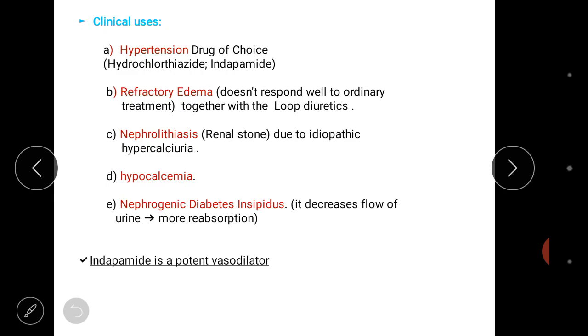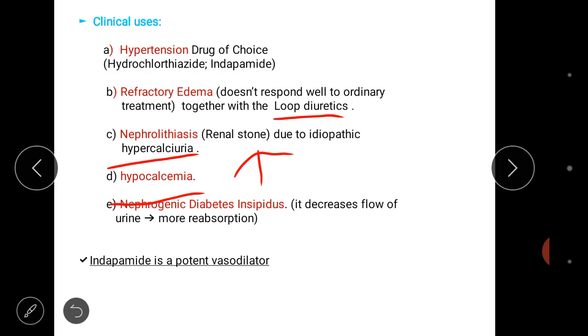Uses: hypertension, and refractory edema that does not respond to other treatment, then you can go for these drugs along with the loop diuretics. Nephrolithiasis, renal stones, in the case of idiopathic hypercalciuria, where calcium starts getting excreted through urine. Because these drugs inhibit the urinary excretion of calcium and increase reabsorption of calcium, that's why they are used. Hypocalcemia, why? Because they increase calcium reabsorption, so they can increase the calcium level.